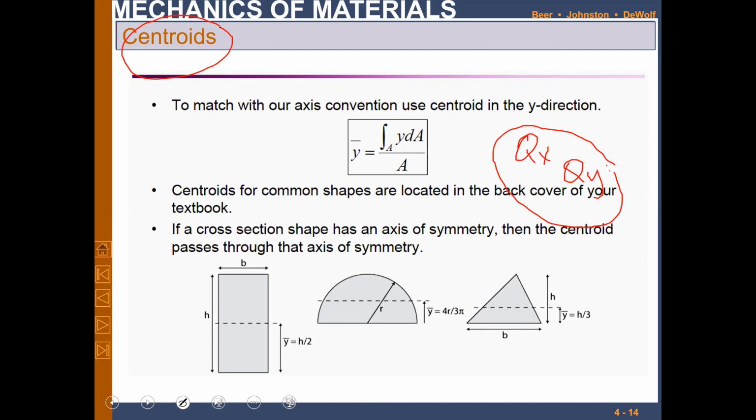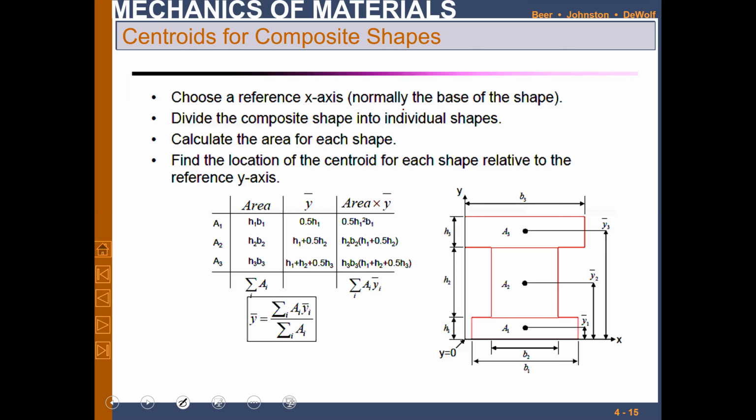Centroid is a very important piece of information for us, because we have to calculate the stresses about this. So we have to know where the centroid is. So the centroid is y bar A equals this first moment of area, and y bar is basically the location of the centroid. How do we calculate it? Let's see that this is a particular shape over here, right?